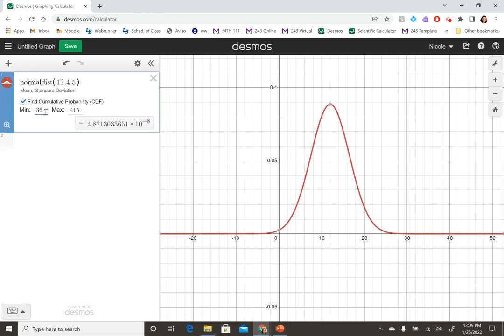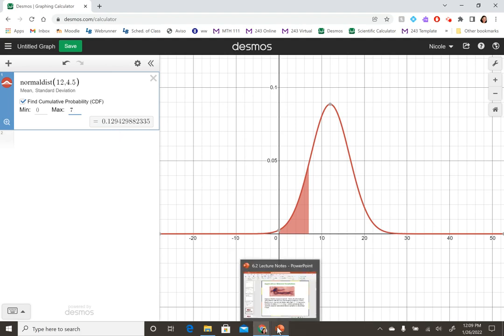So my min is going to be 0, and my max is going to be 7, because remember, for all continuous probability distributions, the individual point doesn't have any probability. So this gets me right up to 7. And there's my probability, 0.1294. So that's my answer for this question.